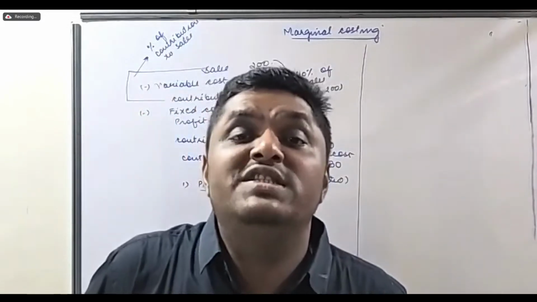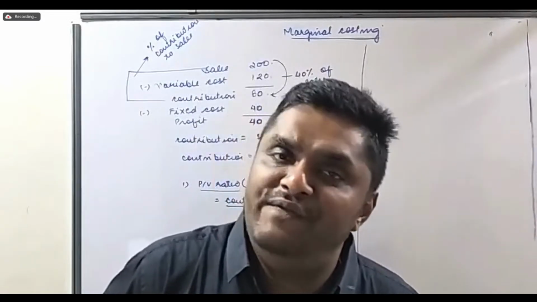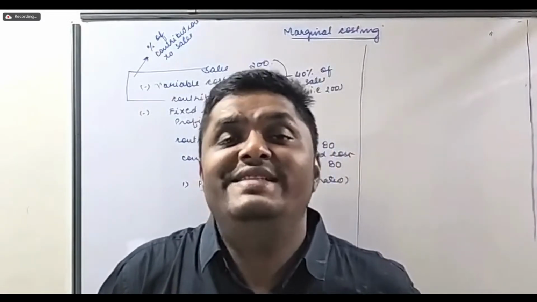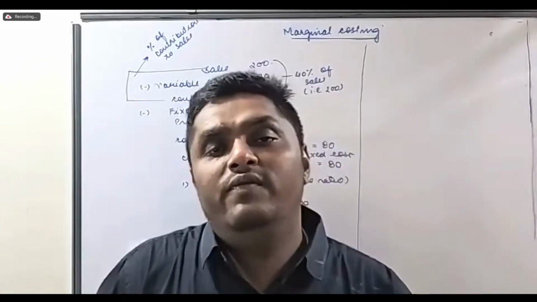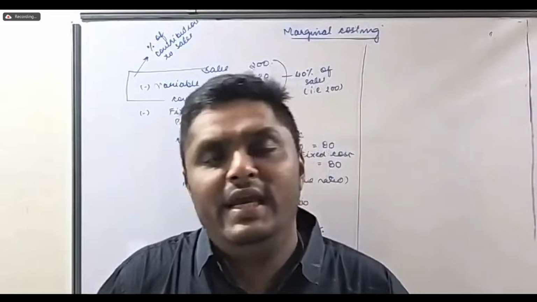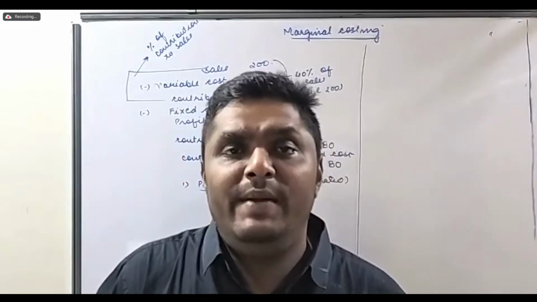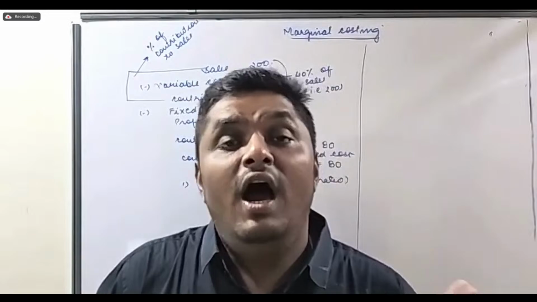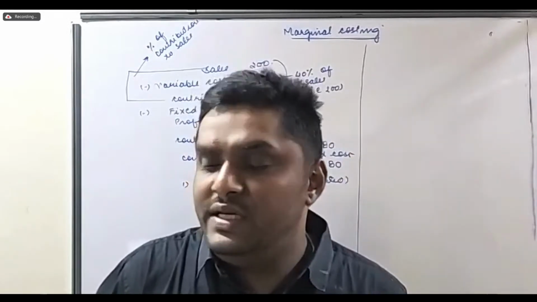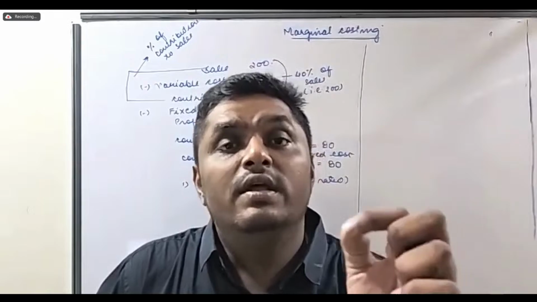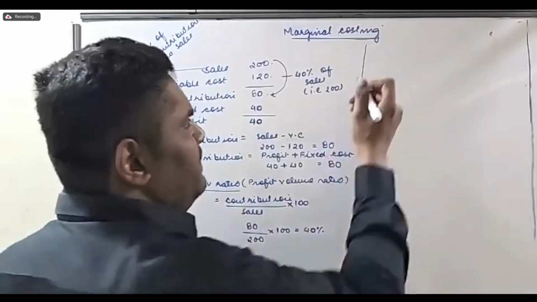Let's say my sales is 1 lakh and my PV ratio is 35%. It means my contribution will be 35,000. Let's say my sales is 10 lakh and my PV ratio is 40%. What will be my contribution? I repeat again, if my sales is 1 lakh and my PV ratio is 40%, how much will be my contribution? 40,000. So what does PV ratio say? The percentage of contribution to sales.